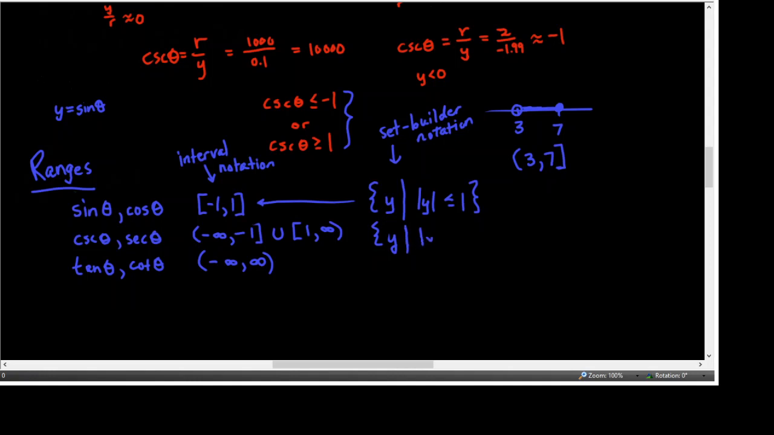The second one is the set of all values of y such that the absolute value of y, the absolute value of any number that's less than or equal to negative 1 or greater than or equal to 1, is greater than or equal to 1. And that's the same as that.